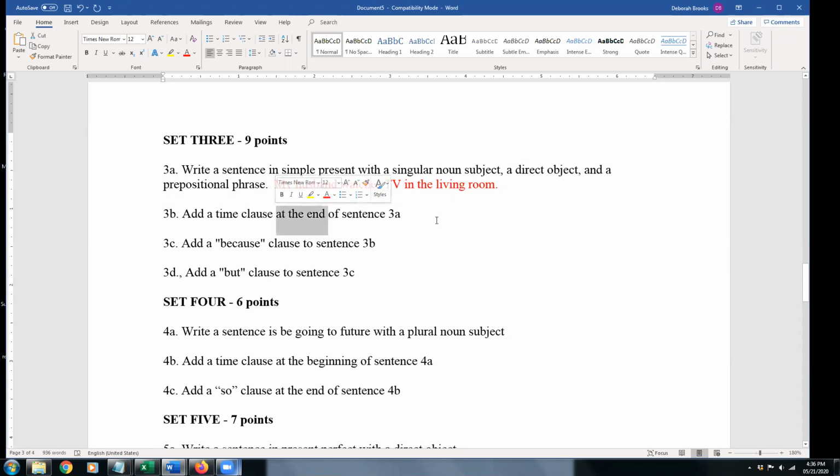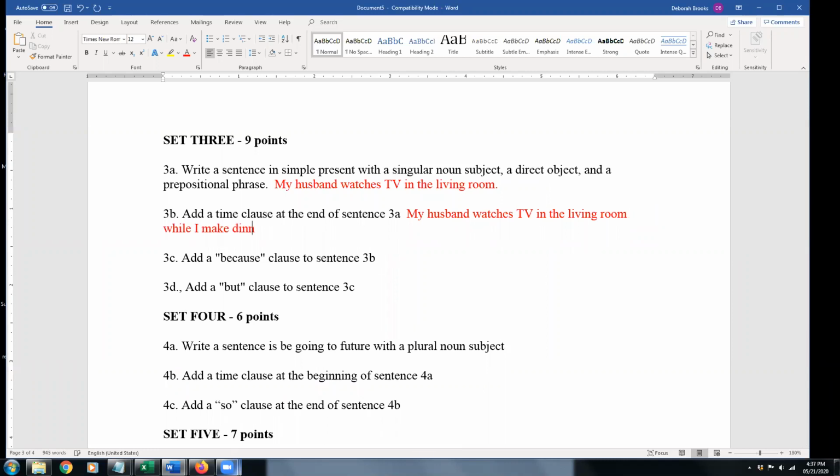Now we're going to add a time clause at the end, not at the beginning. Sometimes I say to put it at the beginning, sometimes I say to put it at the end, because it depends on whether you need a comma. And I want to know if you know: at the end, no comma; at the beginning, there's a comma. So my husband watches TV in the living room while I make dinner. So there's no comma if the time clause is last.